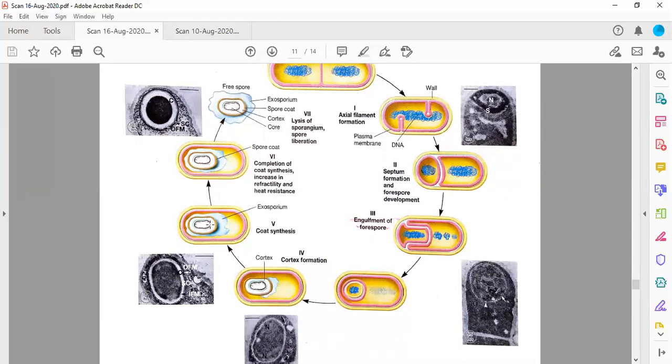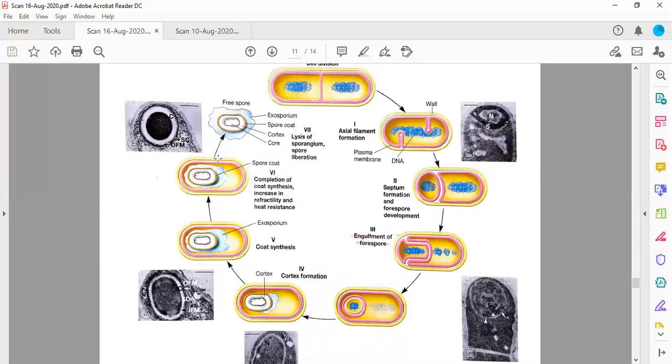Exosporium and this endospore have a membrane in between them. This is called the spore coat, and the spore coat has an outer coat and inner coat, and finally this leads to the development of the endospore. So this endospore has the exosporium. This is the spore coat. This is the cortex region. And finally, this is the core where the nucleoid region is present.